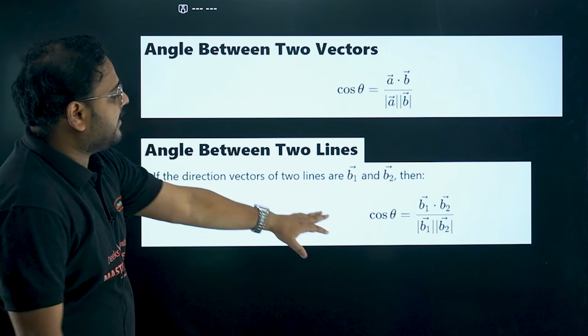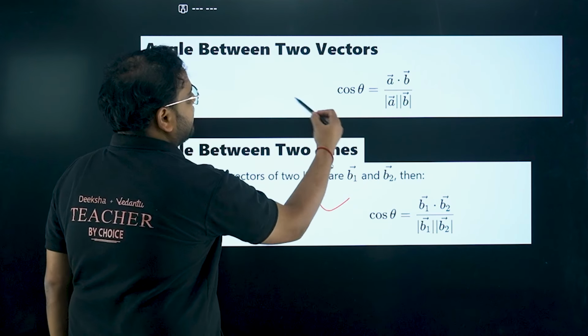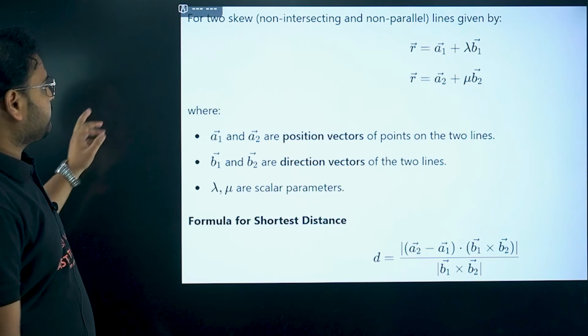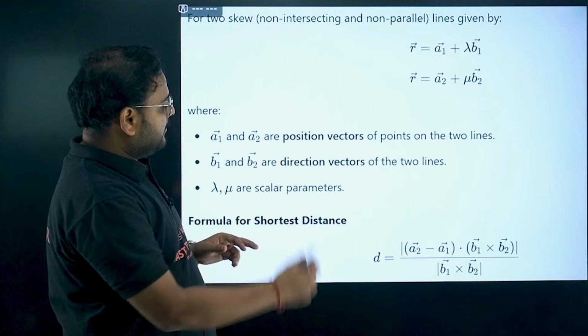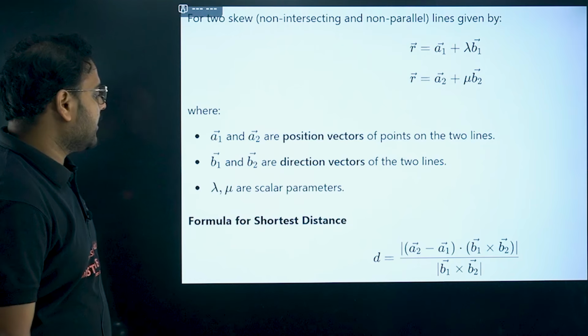Chaliye. Again, the formula for the angle between the two vectors is very, very important. Go through these. We have the distance between two lines.